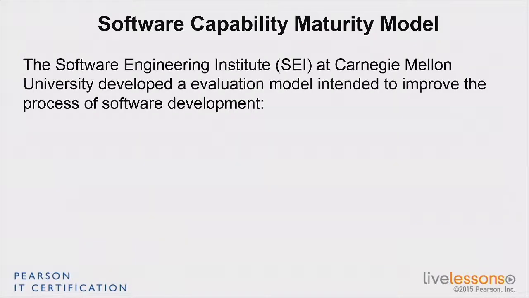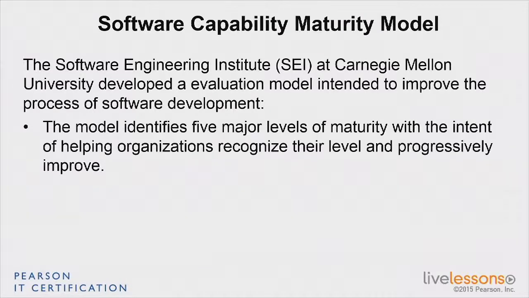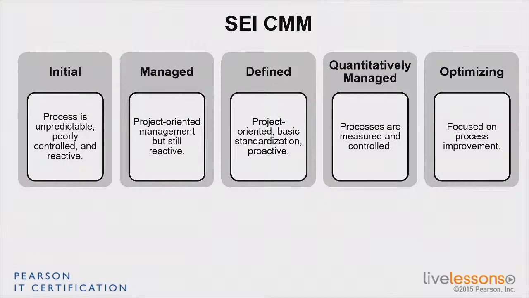So the Software Engineering Institute, SEI, at Carnegie Mellon University developed an evaluation model intended to improve the process of software development. The model identifies 5 major levels of maturity with the intent of helping organizations recognize their level and progressively improve. So we're going to look through the 5 different maturity levels.